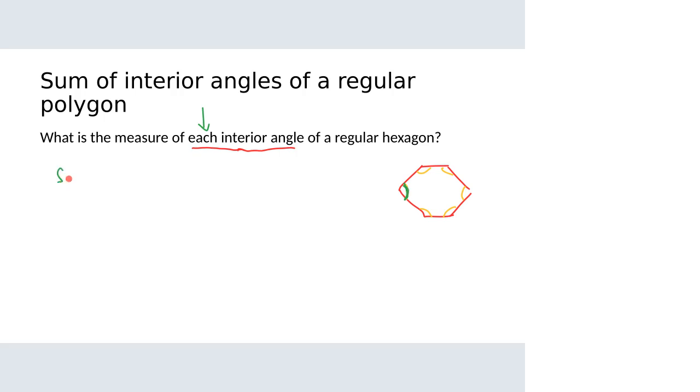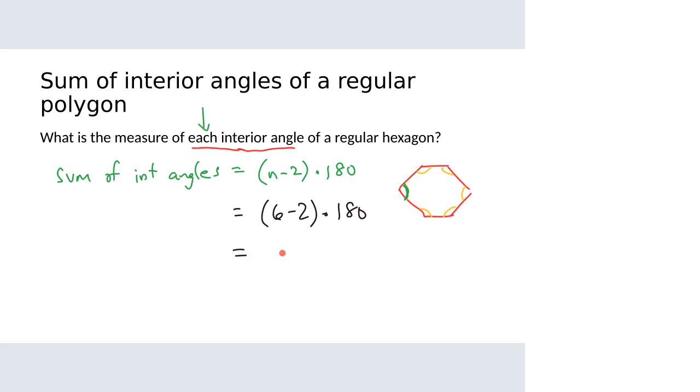Well, I know the sum of the interior angles is n minus 2 times 180. Because I know this is a hexagon, I know it has 6 sides. So that'll be 6 minus 2 times 180. If I want to simplify this, we do what's in parentheses first. So that's 4 times 180. So we can go ahead and multiply. 4 times 180 is 720.